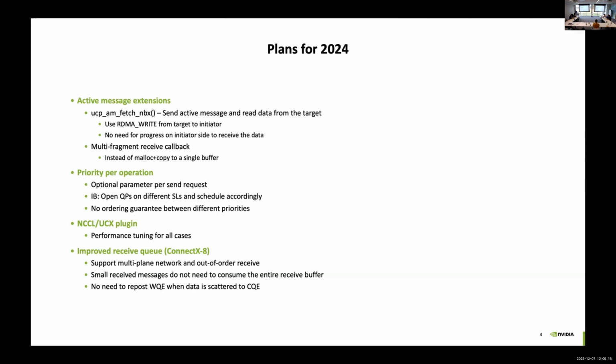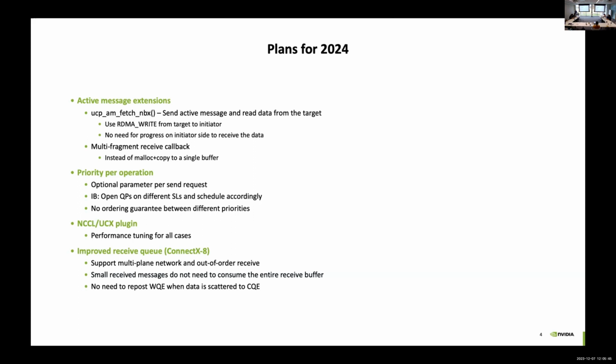So if we receive the message by multiple fragments, it's not efficient to allocate and copy them to a single buffer. So we want to define an API that will allow the user to receive each fragment separately, potentially out of order, and so each fragment would be received with its offset, and the out of order networks could take advantage of that.